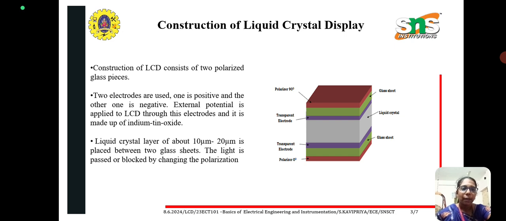And next we're going to see about liquid crystal display construction. So this diagram shows the construction of liquid crystal display. The construction of LCD consists of two polarized glass pieces. Two electrodes are used, one is positive and the other one is negative. External potential is applied to LCD through these electrodes and this is made up of indium tin oxide. Liquid crystal layer of about 10 micrometer to 20 micrometer is placed between two glass sheets. The light is passed or blocked by changing the polarization.